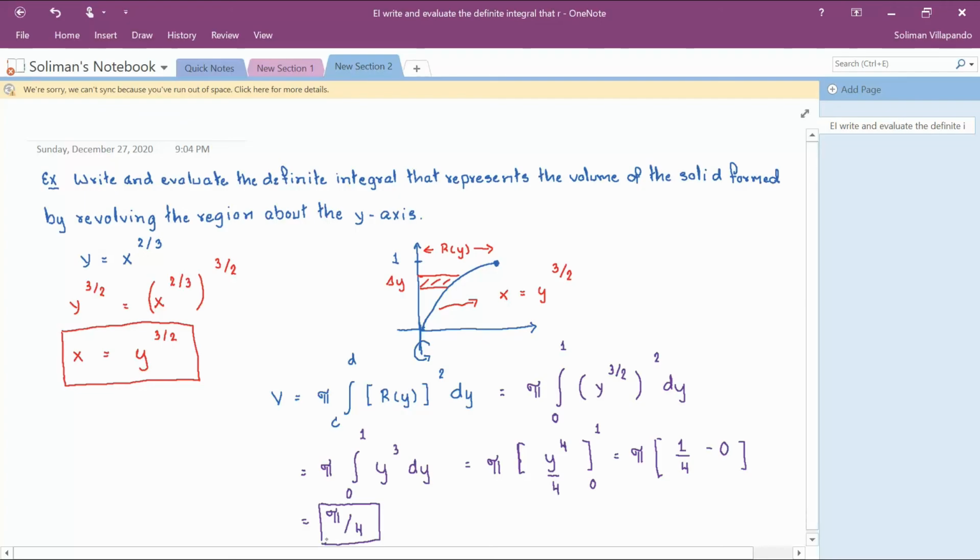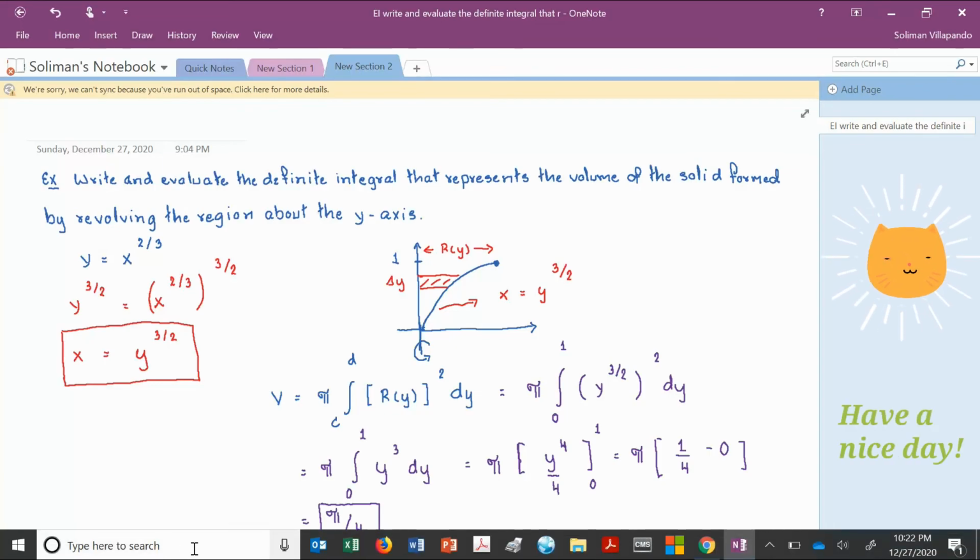All right, so we will see more examples in class, and the next section that we will cover is the washer method, which is still 7.2. So I will see you next lecture.